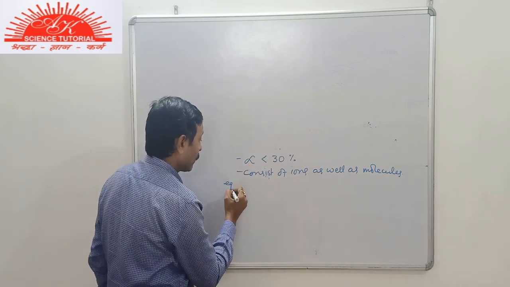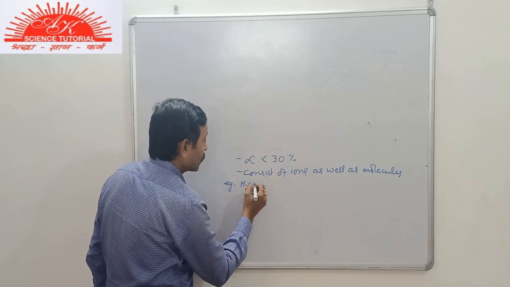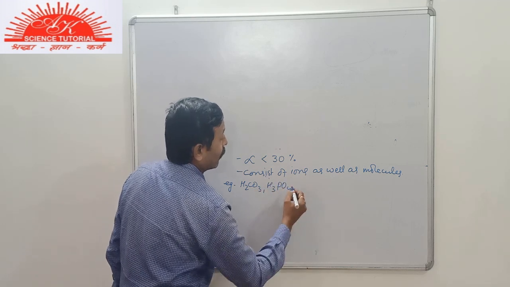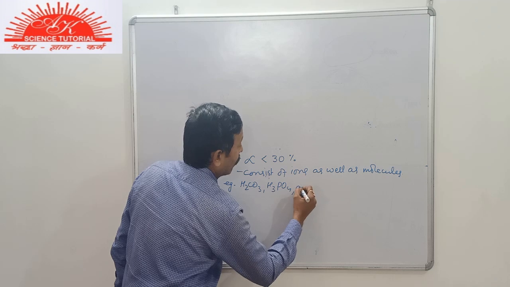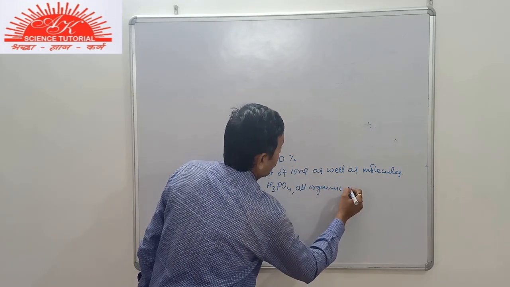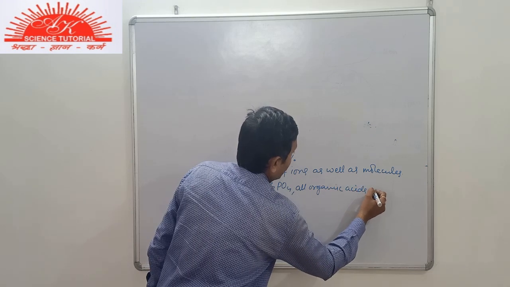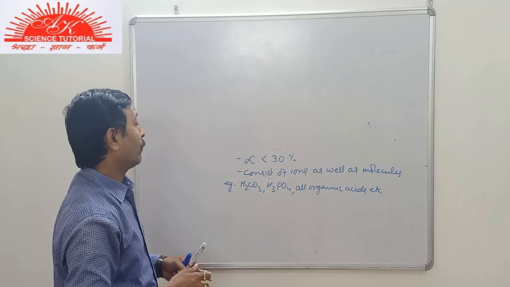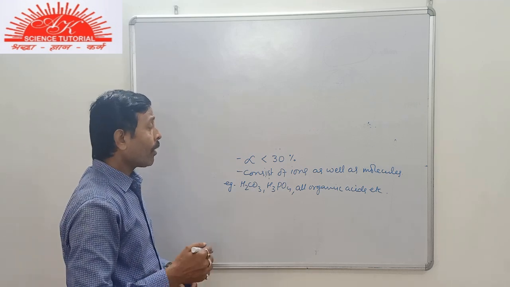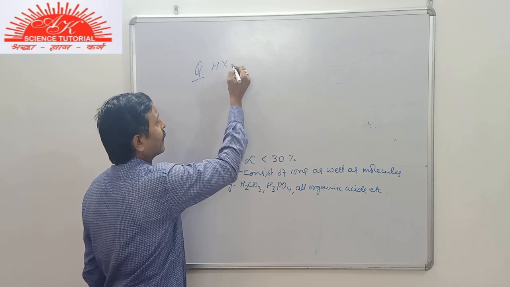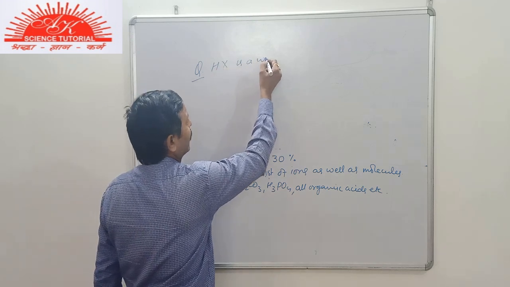Example: H2CO3, H3PO4, and then all organic acids, etc. So we have explained it again on the basis of strength. Suppose a question is asked, that is HX is a weak acid.